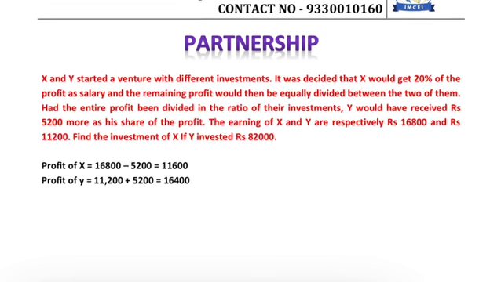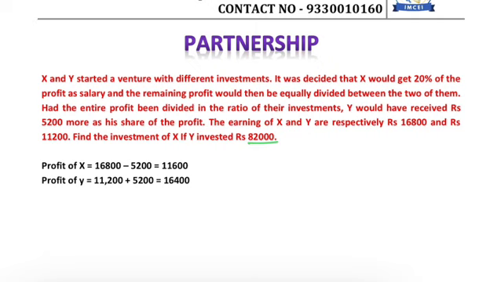Next, X and Y started a venture with different investments. It was decided that X would get 20% of profit as salary and the remaining profit would then be equally divided between the two of them. Had the entire profit been divided in the ratio of their investment, Y would have received rupees 5,200 more as his share of profit. The earnings of X and Y are 16,800 and 11,200 respectively. Find the investment of X if Y invested 82,000.